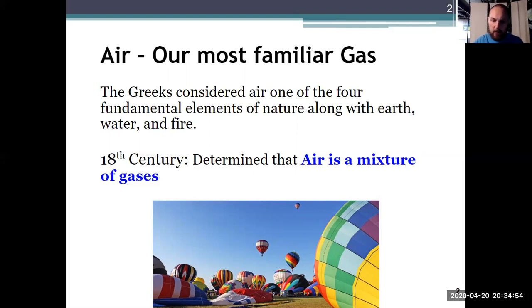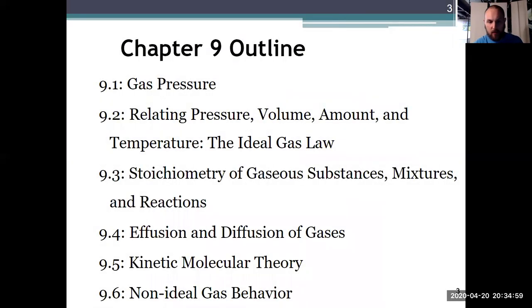So we're going to use air in this chapter to discuss first pressure, which is one of four key variables we'll be talking about in this chapter: pressure, volume, amount in moles, and temperature. Then in video 2, we'll build to the most important idea from chapter 9, the ideal gas law. Then after that, we'll talk about how that relates to stoichiometry, see chapters 3, 4, and 9 all tie together, and then finish up the chapter by talking about diffusion, kinetic molecular theory, and lastly, non-ideal gas behavior.